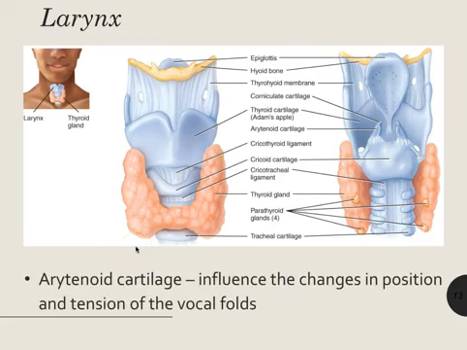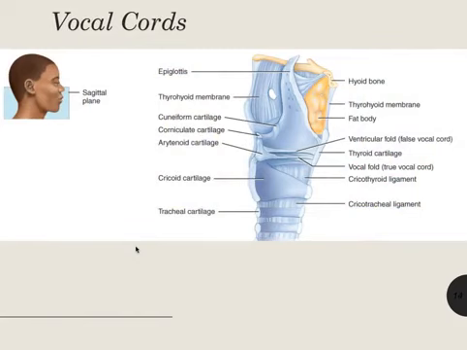Here's another view of that. So here you can see where the vocal cords are actually attached to that arytenoid cartilage. So vocal cords are here. The false vocal cords, or the ventricular folds, are above them.